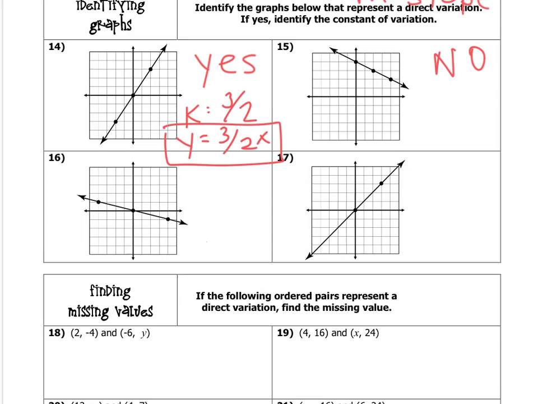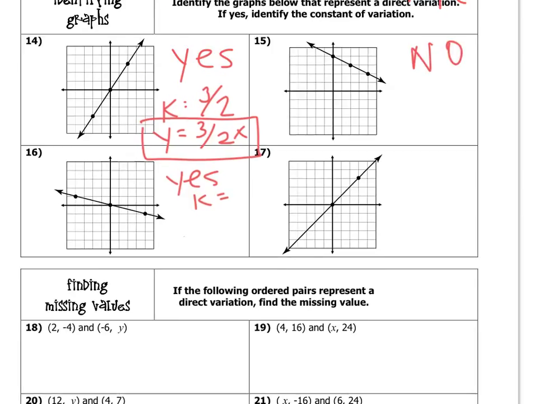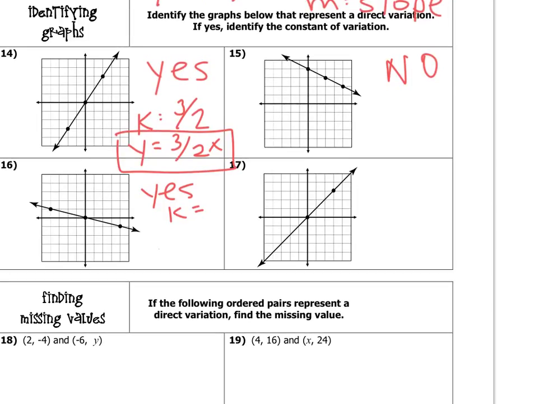Okay, scroll up. All right, same thing here. This one does pass through the origin, so this is a yes. All right, and we need to figure out what the slope is, what k equals, so we can write it in an equation format. So if you look, this graph is pointing up and to the right, and notice that gave us a positive x.